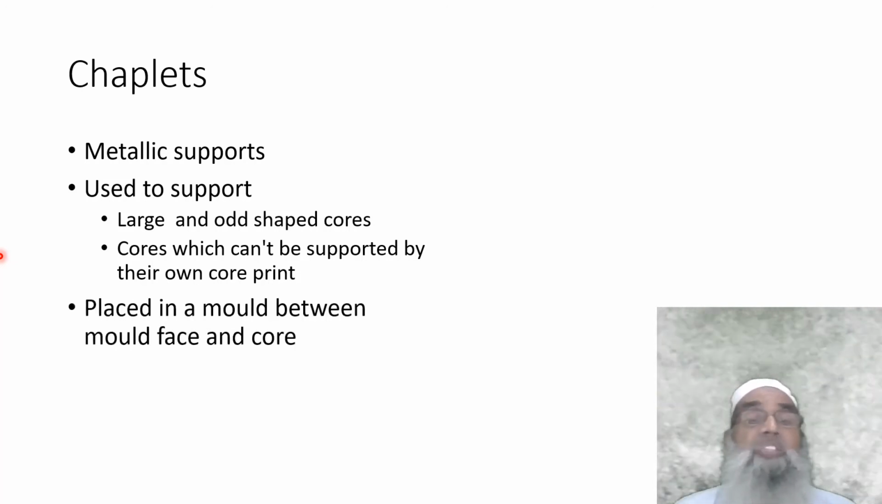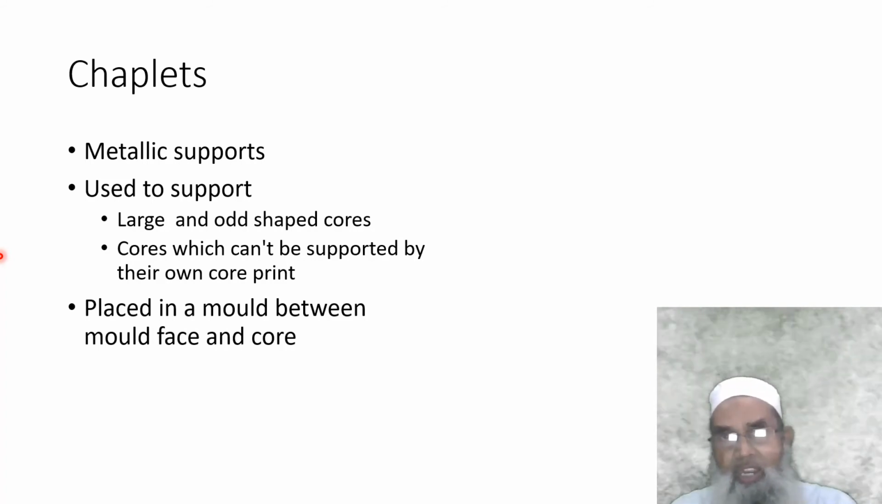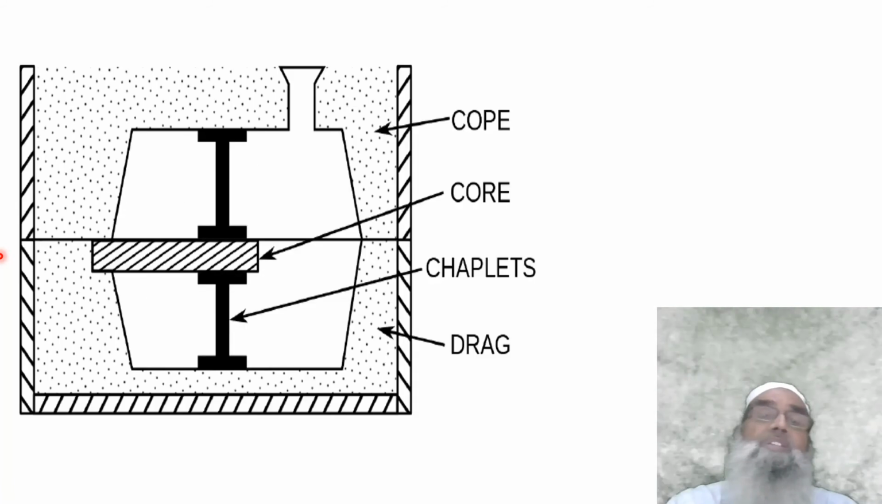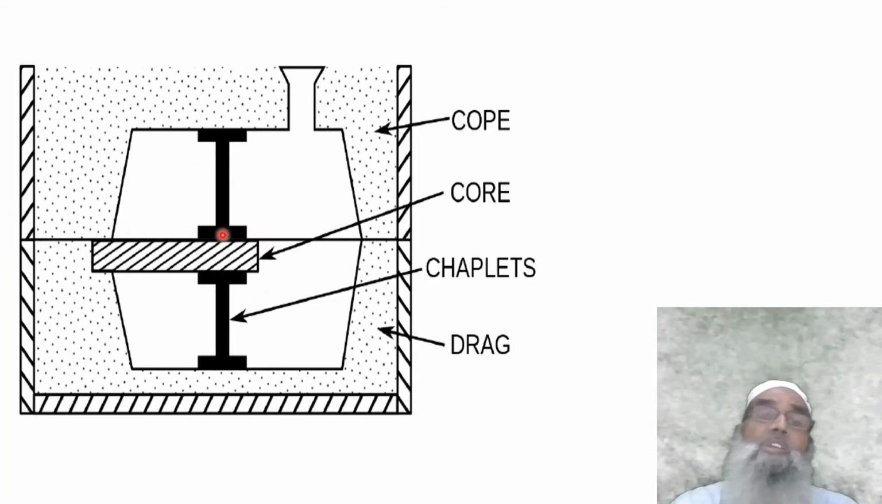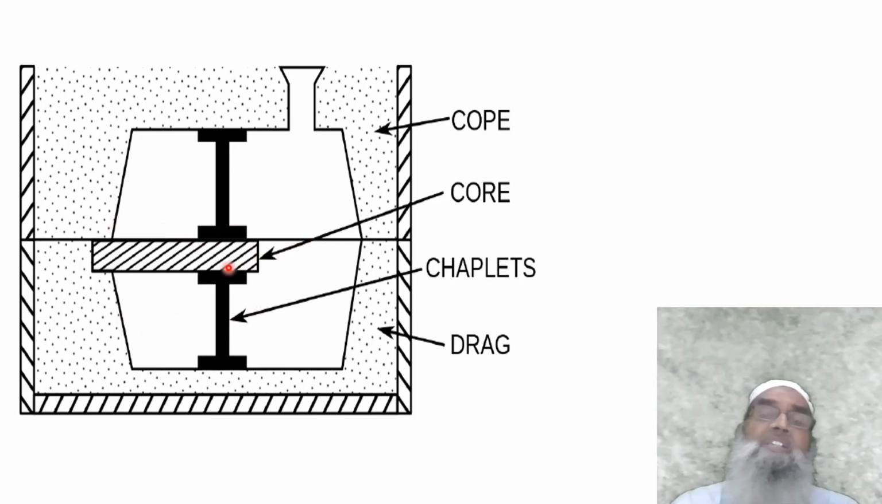Now they are placed in the mold between the core and the flask so that they can withstand the forces. This figure is an example. This is a chaplet, a metallic chaplet. This is the core, a hanging core, cantilever type. Therefore, there is a need for sufficient support so that the molten metal flowing in the cavity may not misalign the core.